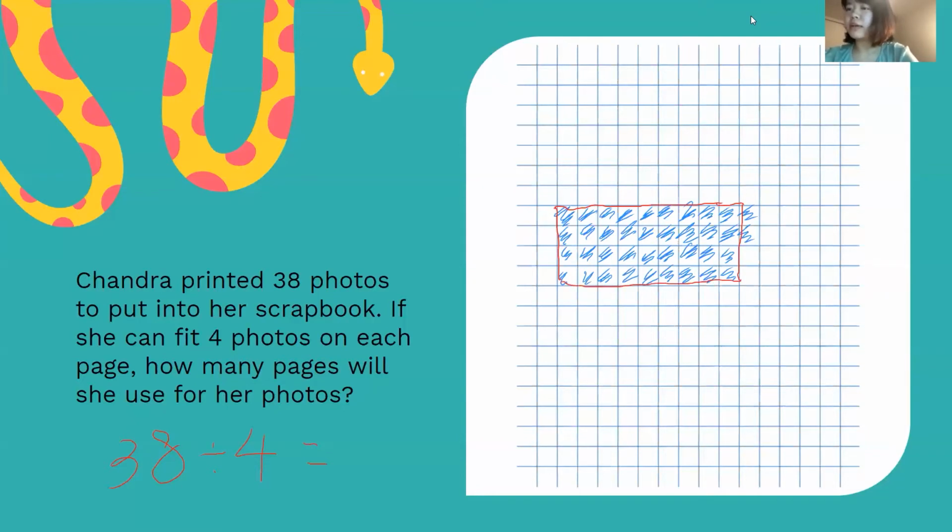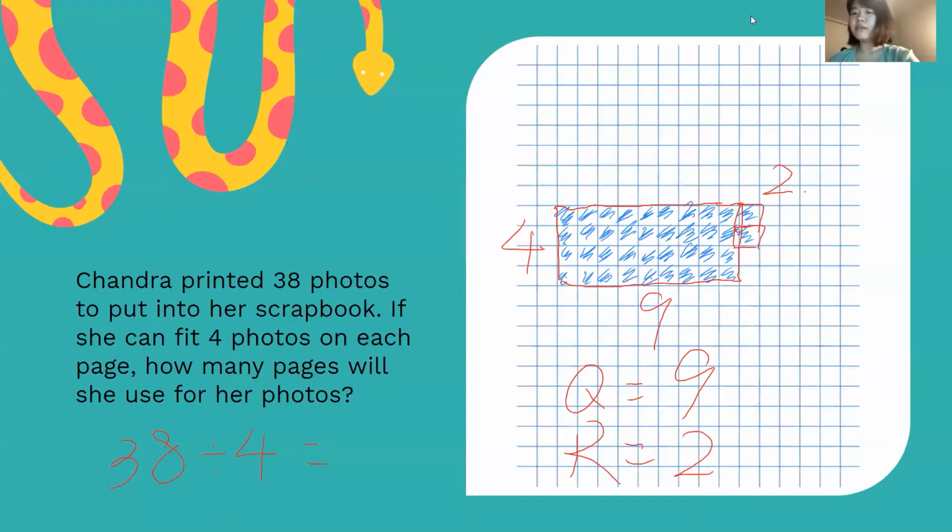So this rectangle, the width is 4, as we already know. And how long is the length? So we have 1, 2, 3, 4, 5, 6, 7, 8, 9. The length is 9. And we have 2 extra squares. And that's 2, so the length is the quotient, and the quotient is 9. And the remainder is 2.